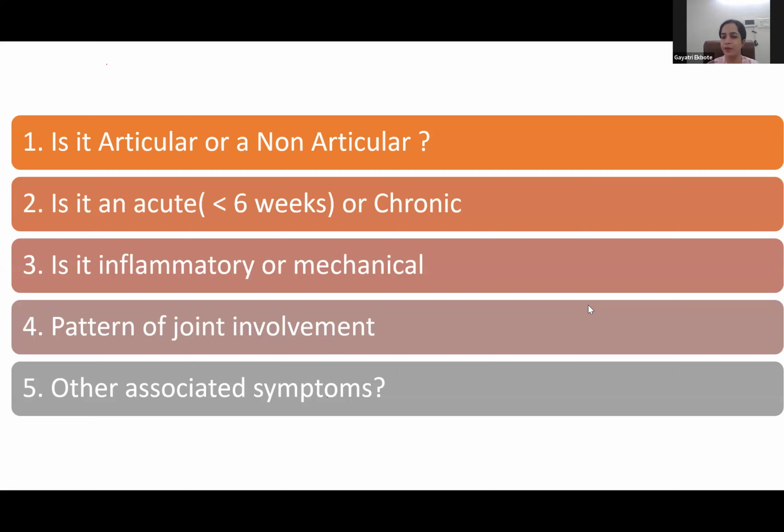Then you have to look at the pattern of joint involvement, which is very important when you have actually reached a diagnosis of inflammatory arthritis. So you have to see whether small joints are involved, large joints are involved, is it axial or appendicular pain, etc. And then the most important part, which I said, is other associated symptoms, because obviously we are internists first. So you have to look at the systemic involvement as well.